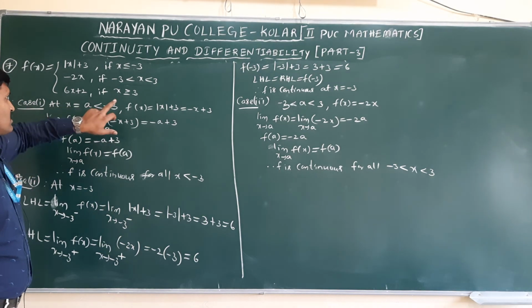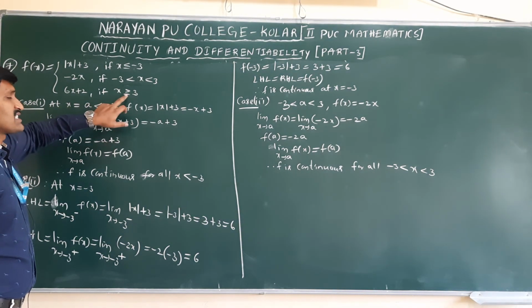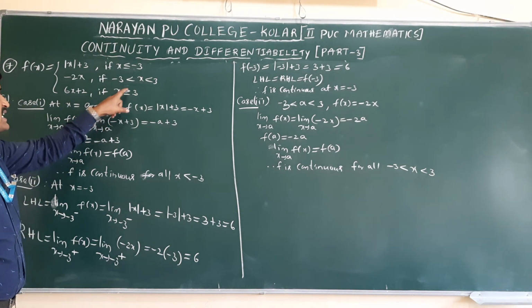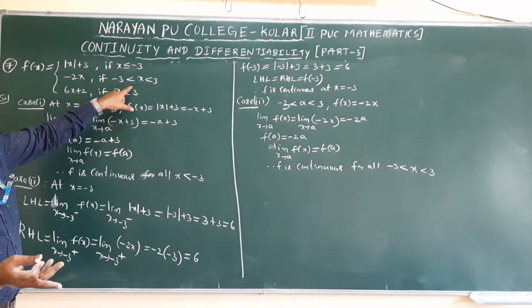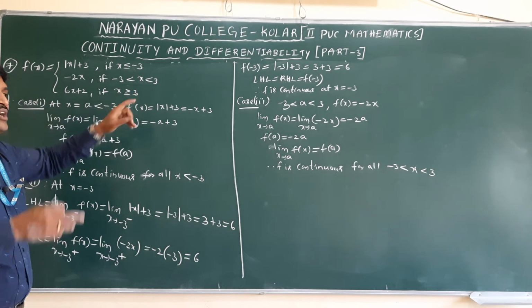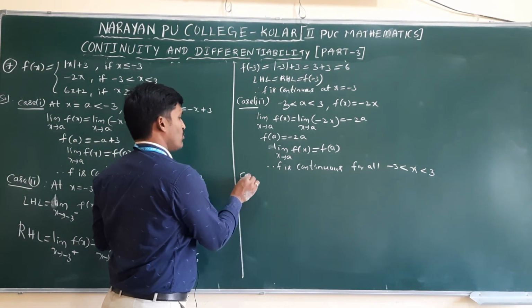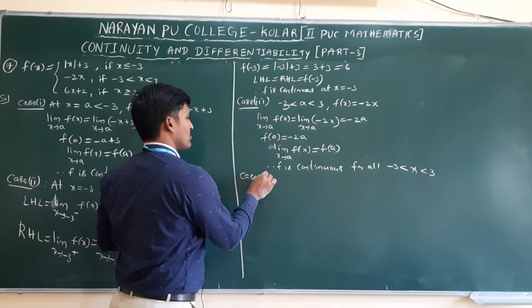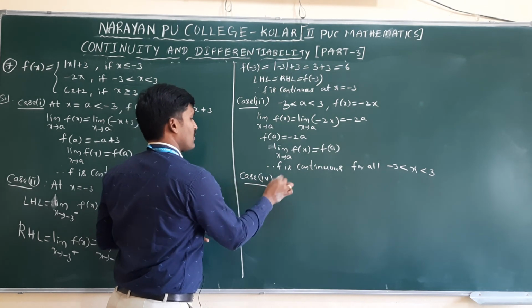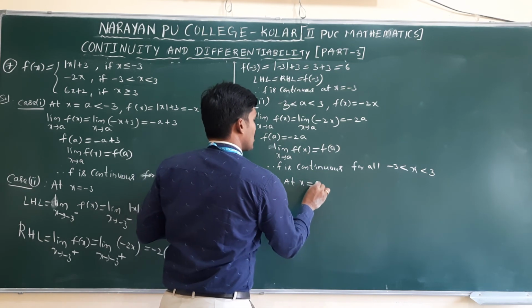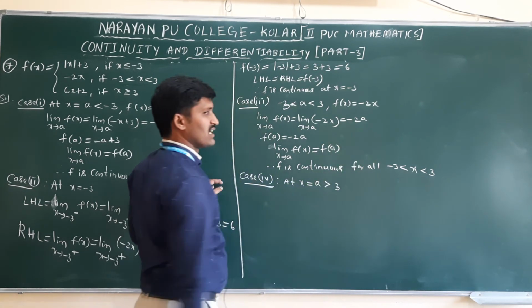Next, the third one, x greater than 3 and x equal to 3. Here we cannot take them combined, because checking at greater than 3 uses a different formula. At x equal to 3 you have to use the second definition. That's why we need to find separately for these both conditions. Case 4.